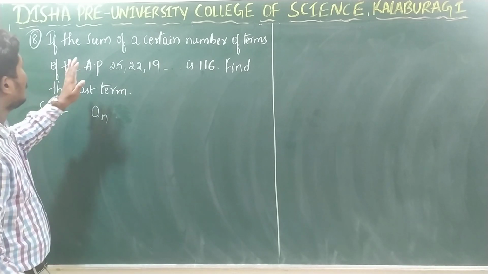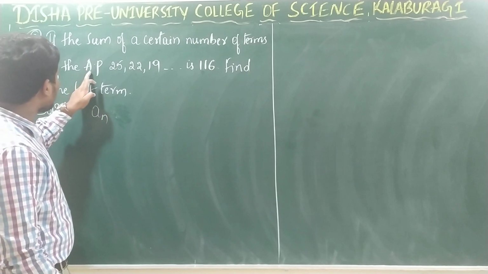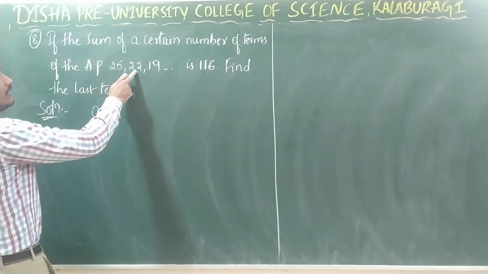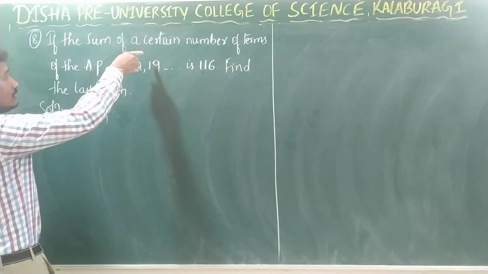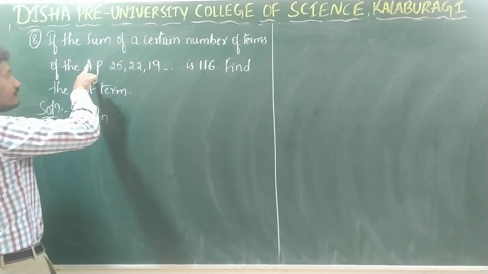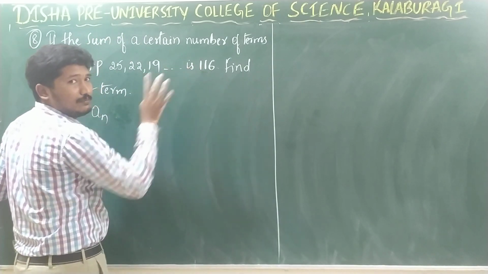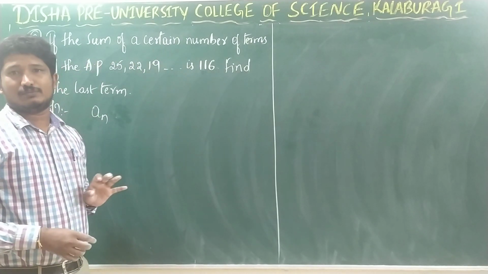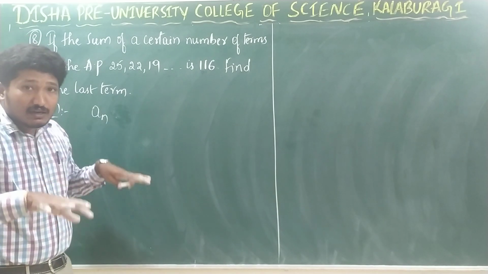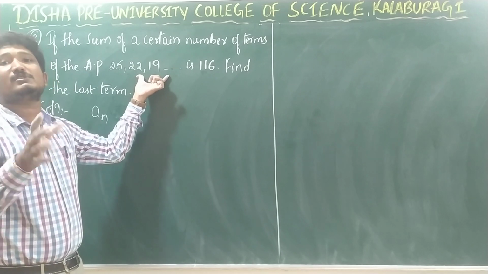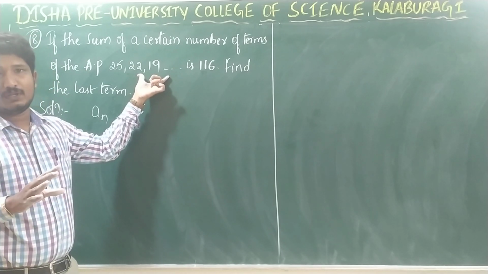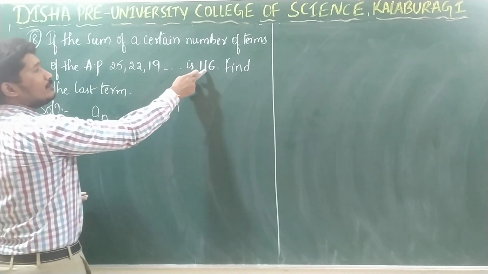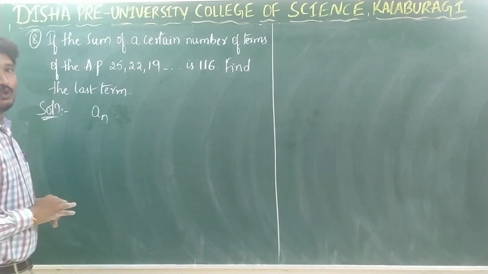Right? And what are we given here? We are given the arithmetic progression. Right? 25, 22, 19, and so on. The sum of all the terms of this arithmetic progression is 116. Right? And the sum of a certain number of terms. See, we are not given particularly how many terms there are in this arithmetic progression. Right? There are some terms. When you add all those terms, the sum will be what? 116.